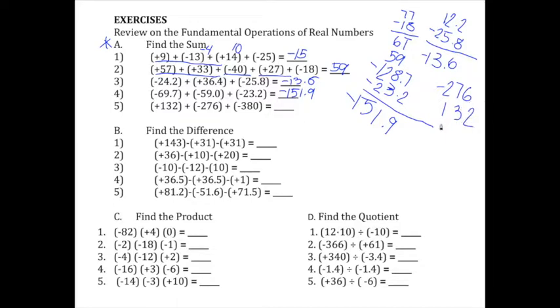276 minus 132. Did I write it correctly? Yes. So we have a 4, we have a 4, and we have a 1. This is negative. So since this is negative, we are going to add it with negative 380 because they're both of the same signs.